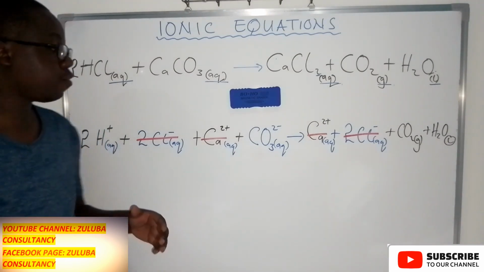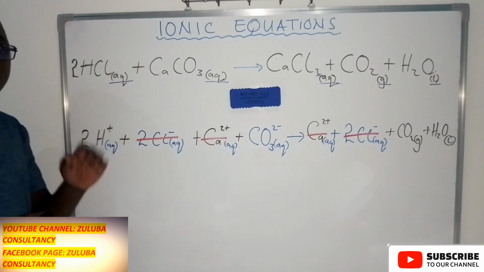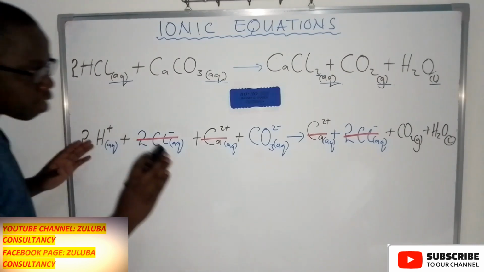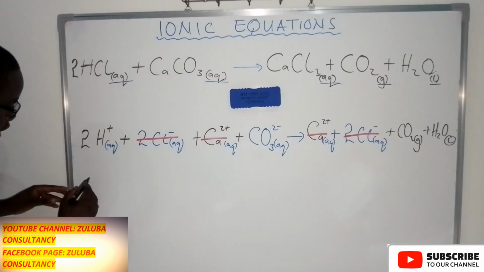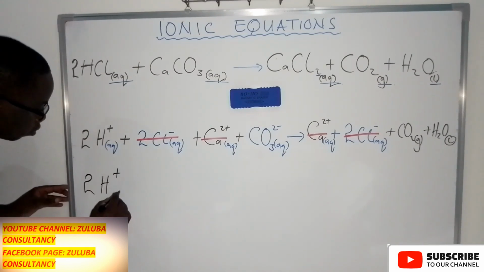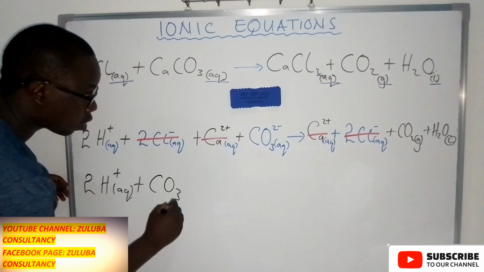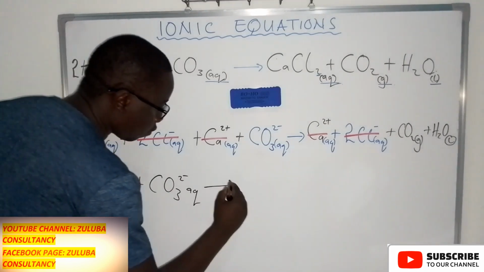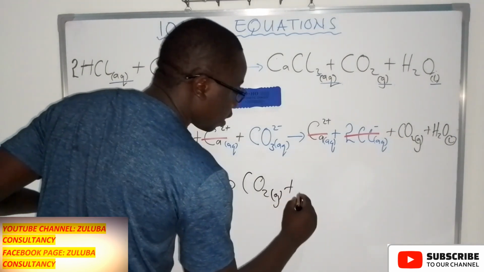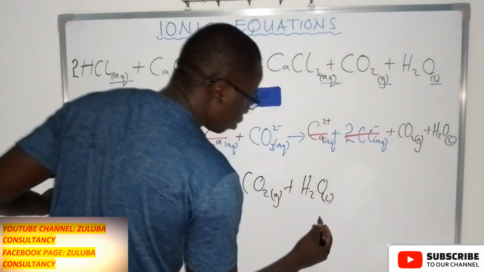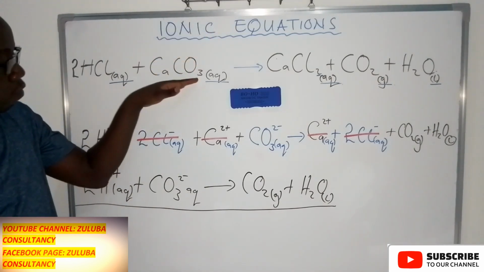The fourth step after cancelling out the spectator ions is to rewrite the equation removing the spectator ions. So let's see what ions or compounds we are remaining with after we simplify the spectator ions. We can see that we are remaining with 2H plus, which is in aqueous, plus this one, which is a carbonate, which is in aqueous, giving us that side we have a carbon dioxide, which is in gas, plus water, which is in liquid. So this equation then shows the ionic equation of this reaction.